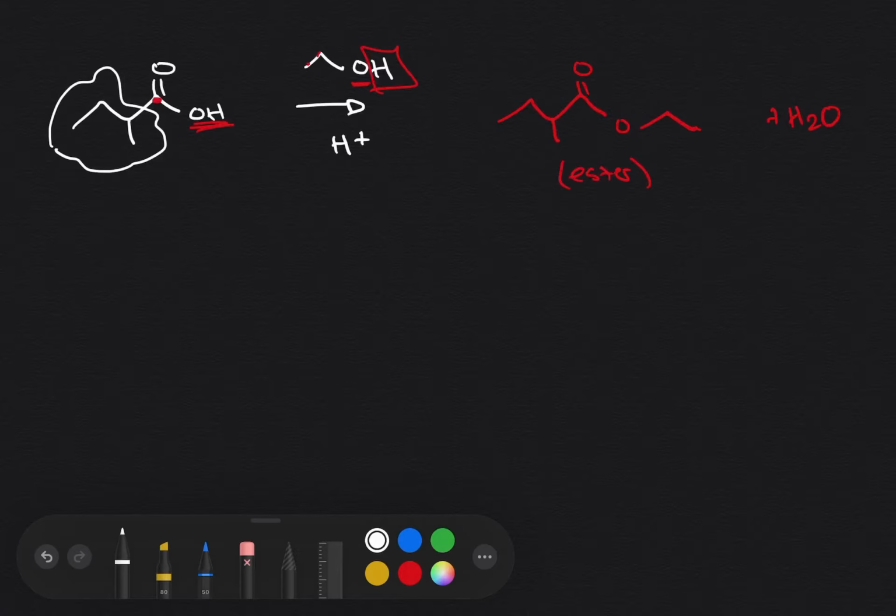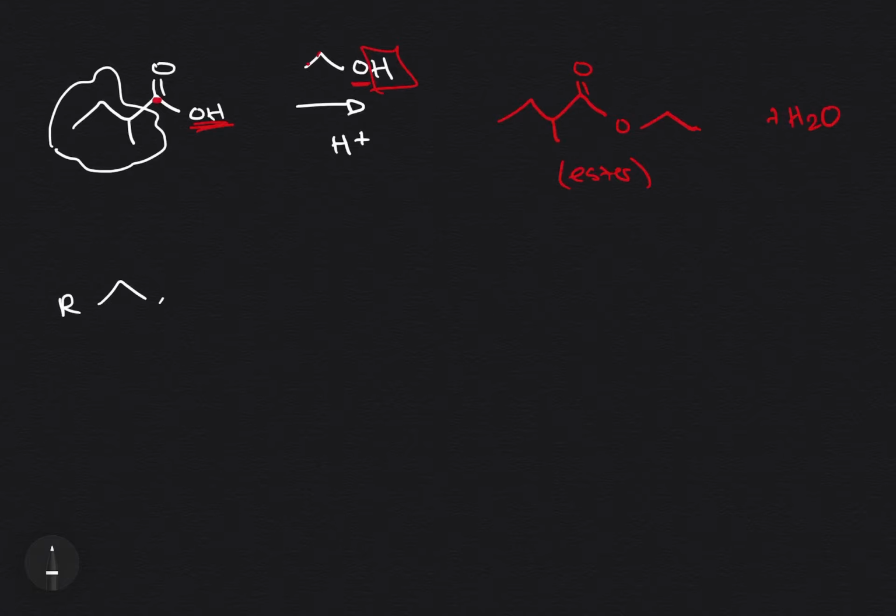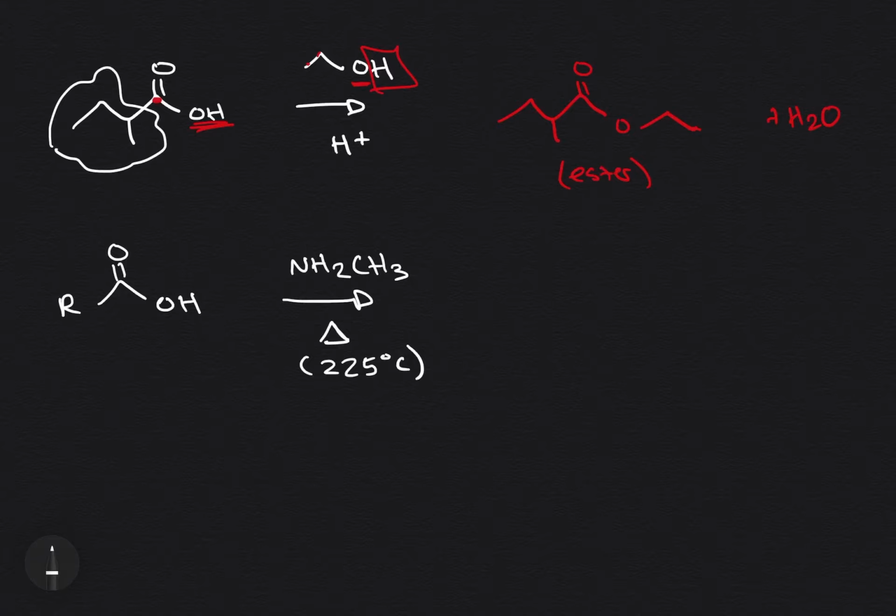Okay, so let's go ahead and react a carboxylic acid with an amine. Now with amines, this is our amine right here that I just drew out, we need heat to go with these. I believe the exact temperature is 225 degrees Celsius. We need all that heat if we want it to properly add, just like our other reactions with acyl halides or esters, to get your amide.